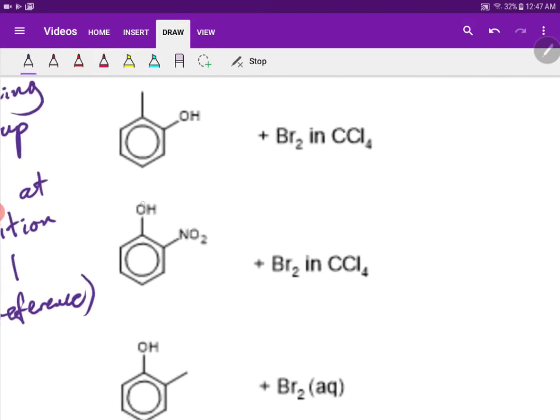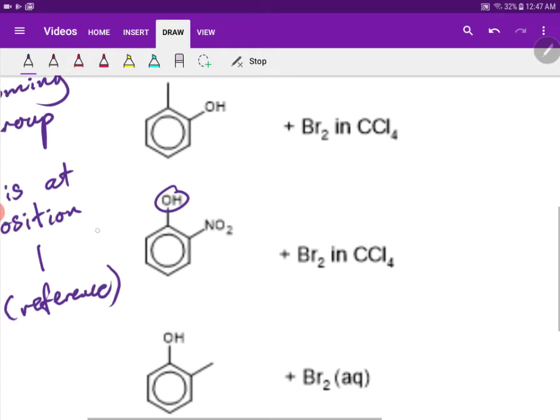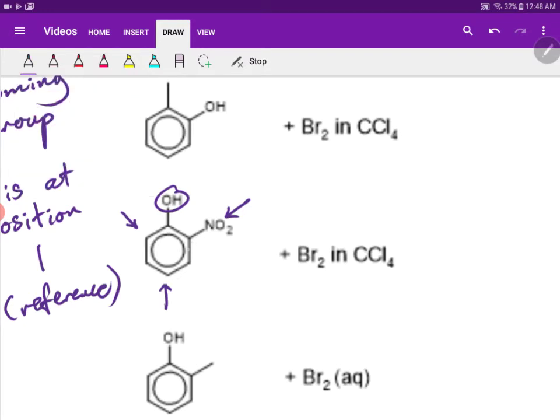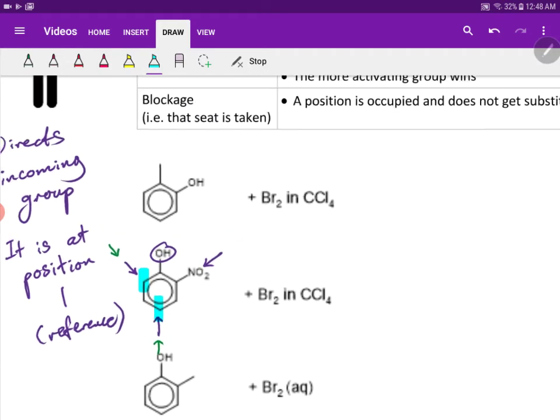If we look at the second example, we will be able to see this. If I take the OH group as reference from your data booklet, you will know that it directs to this position here, this position, or this position. And if you take note of the NO2, it should direct to the third position, which is here or here. So both of them will direct to either this position or this position here. So we can form either of these products as the major product. This is the first idea.